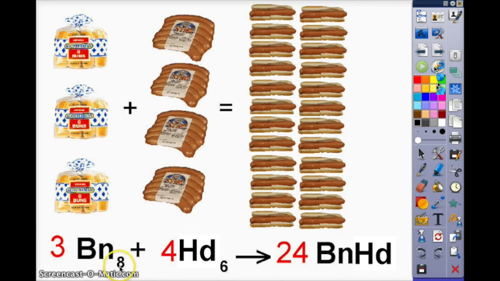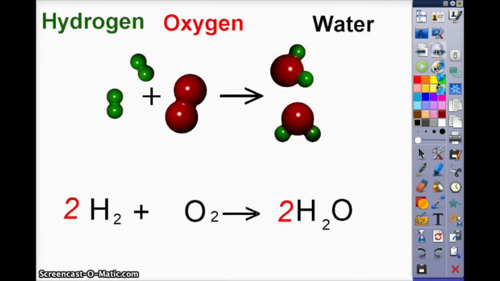3 times 8 is 24 buns. And then we have 4 packages of 6 hot dogs per package. That's 4 times 6, which is 24 hot dogs. Together we get 24 hot dog bun combos. An equal amount of hot dogs to buns is exactly what we want. And the left side is equal to the right side, as you can see here.